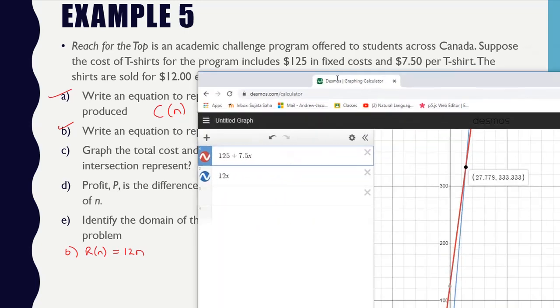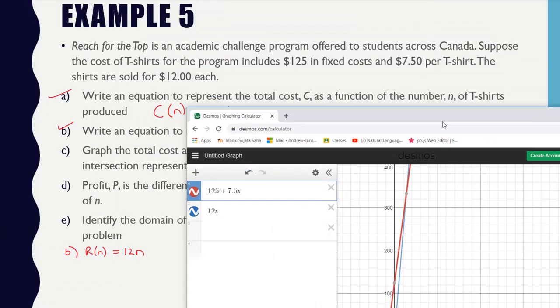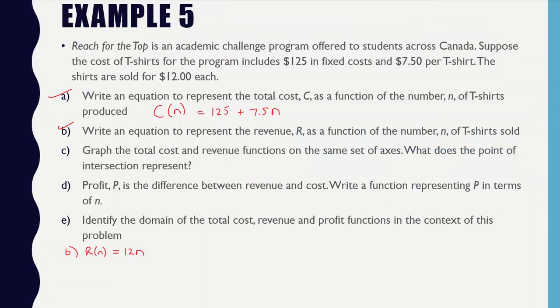So I'm going to graph this in Desmos. So we've got our two graphs, and we're looking for this intersection point, and we find that it's 27.778. Well, what does that mean as far as our graph or our question? Well, that's the break-even point. So that means we need to sell 27.8 shirts to break even. Now you can't sell part of a shirt, so it's actually going to be 28 shirts before we start making any money.